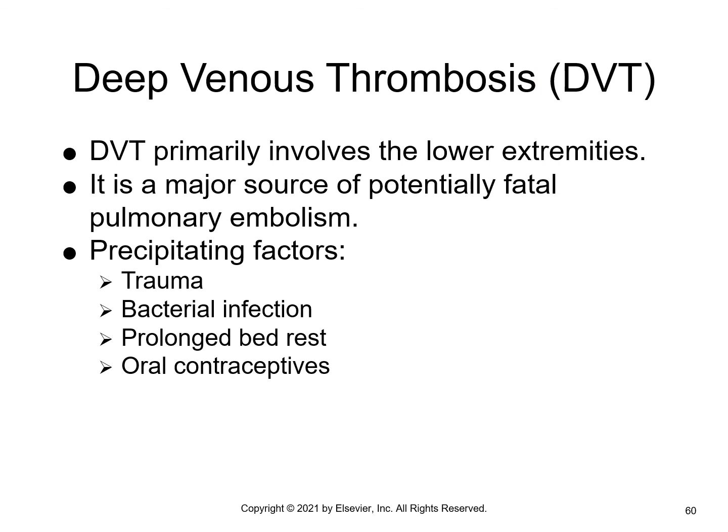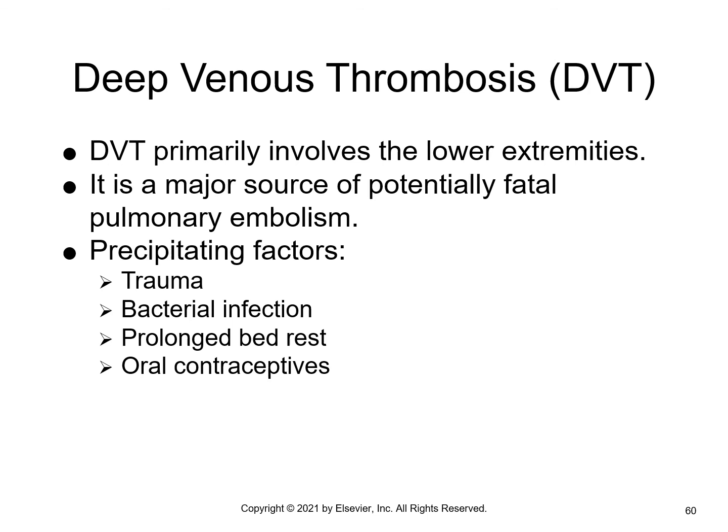A deep vein thrombosis, or a DVT, usually involves the lower extremities. It's more common after things like travel, surgery, anything that's going to increase stasis or slowing down of the blood in your venous system, which could lead to DVT. It can be a source of potentially fatal pulmonary embolism. So if that clot breaks away, like I mentioned on the last slide, and wedges into the pulmonary artery, then that could actually kill the patient.